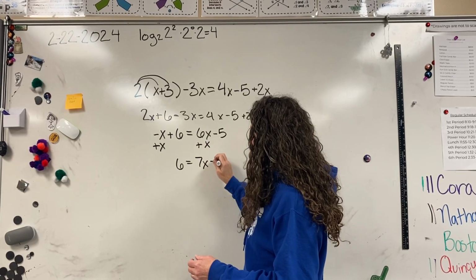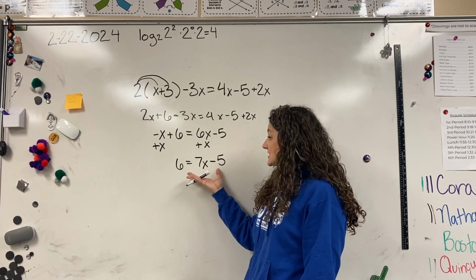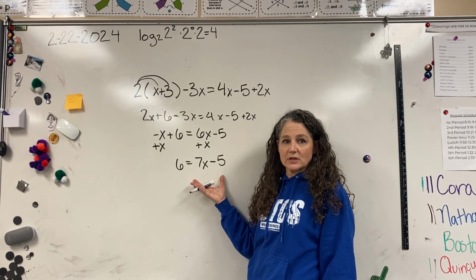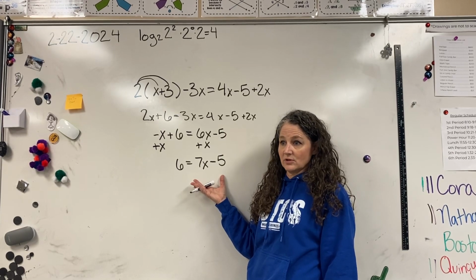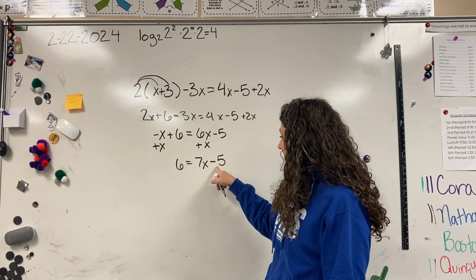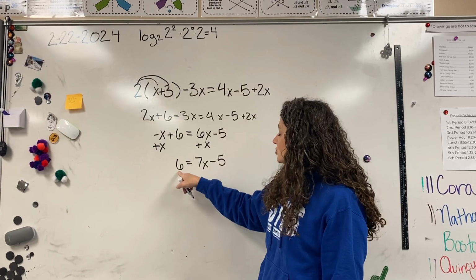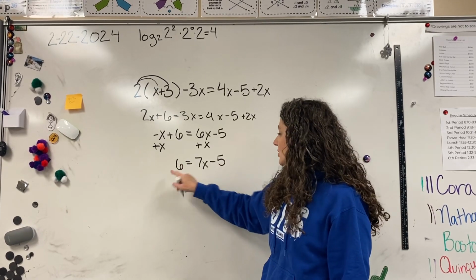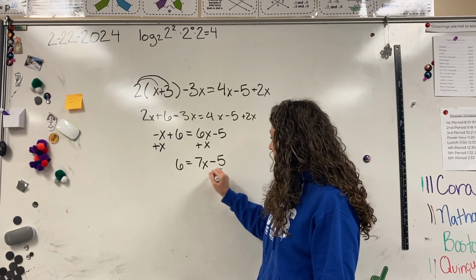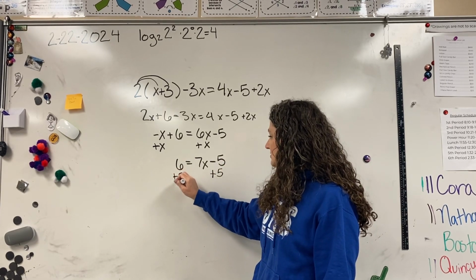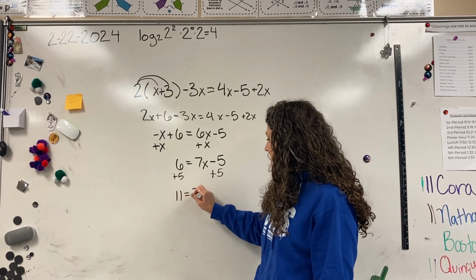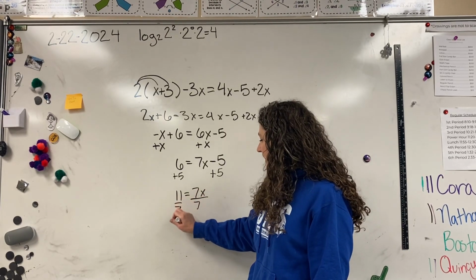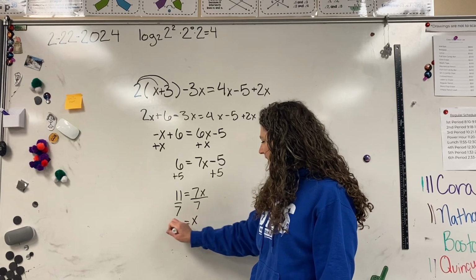7x minus 5. Now at this point, this is 2 steps till we're done. Everybody in this room is really pretty solid on doing this stuff. So we're good. So what do I do with this 5? Do not subtract the 6 to get it over with the 5. We want to add the 5 to get it over with the 6. So 6 plus 5 is 11 equals 7x. We're going to divide both sides by 7. And like I said, it's something horrible and ugly.